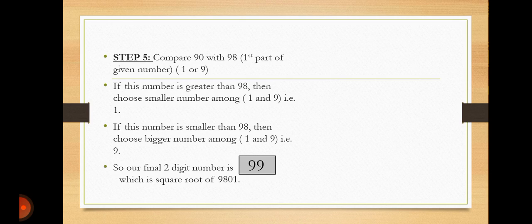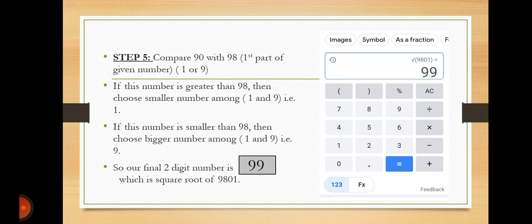So in our case 90 is smaller than 98. So our option 1 of getting 1 is ruled out and we are left with the other option of 9. So our final 2-digit number is 99, which is the square root of 9801. Now we will check what Google Guru has to say. Wow! Square root of 9801 is 99 and we have solved it orally without using a calculator.